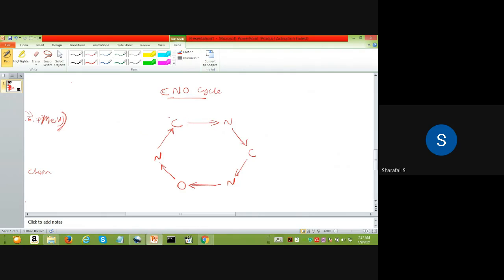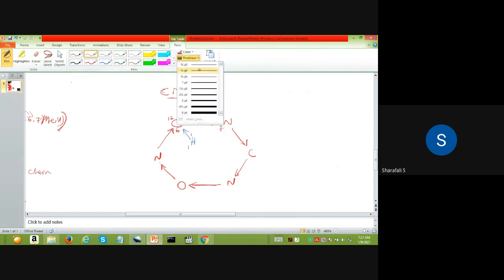This nitrogen again gives me this carbon, and this is carbon 12, 6. This is nitrogen 13, 7. So what happened here? Mass number has increased by 1, atomic number increased by 1. So one proton must be absorbed here. There is an interaction with one proton. So this proton interacting with this carbon gives me nitrogen-13.